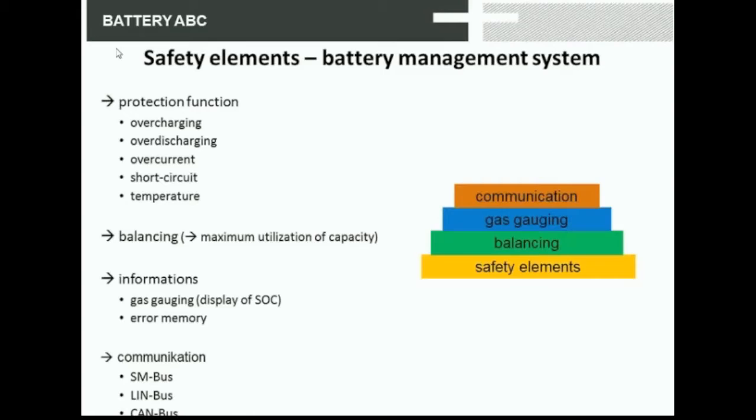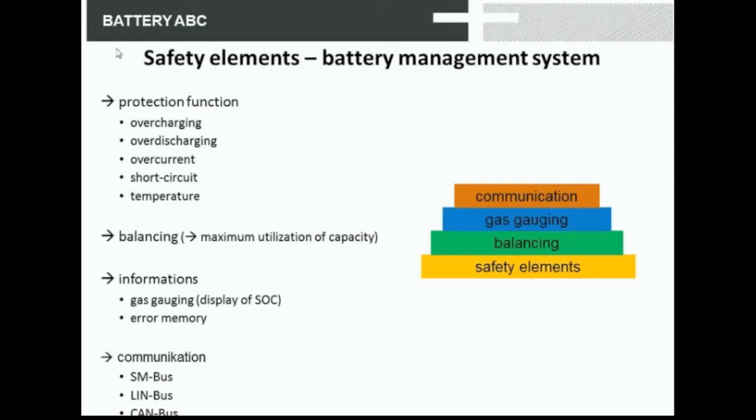The battery management system is responsible for bringing and giving information from inside to outside and back. This can mean, for example, a gas gauging function, and that can mean an error memory as well. In modern batteries, the battery management system has some kind of permanent error log. And that means that the manufacturer, when it comes to warranty, can very easily explain the customer what happened with the battery during the last, I don't know, weeks, months, years.